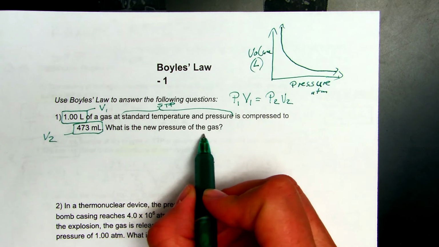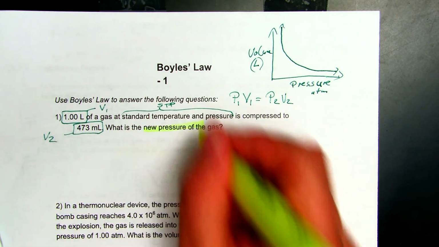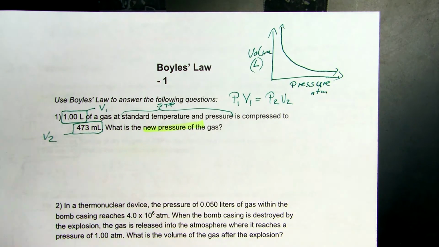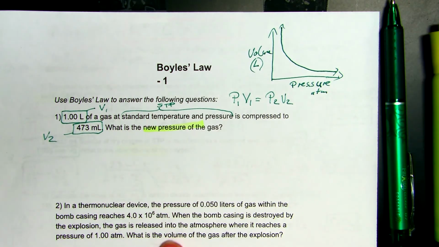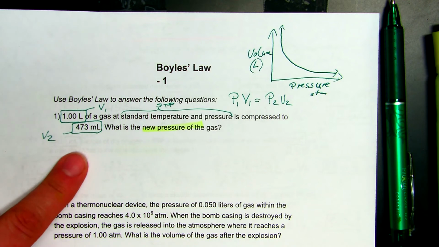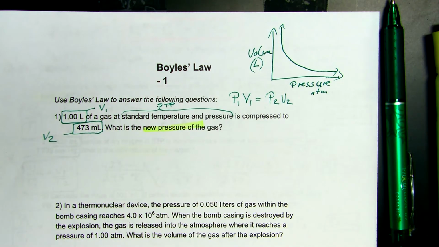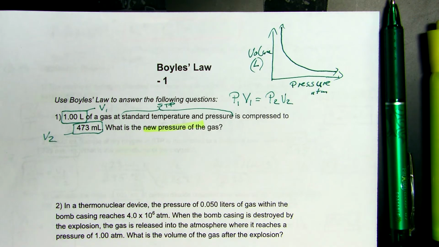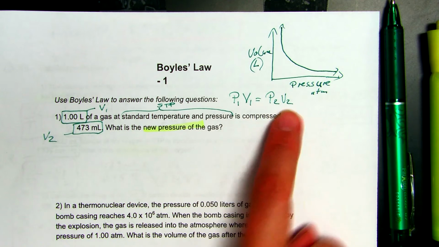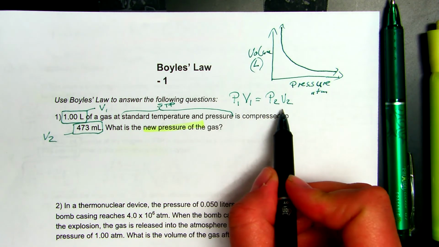What is the new pressure of the gas? So I'm looking for the new pressure. All right, so 1 liter. I'm just underlining what is given. 473 milliliters. And I know my STP. All right, so let's write down the formula. Actually, we have it here already, right?